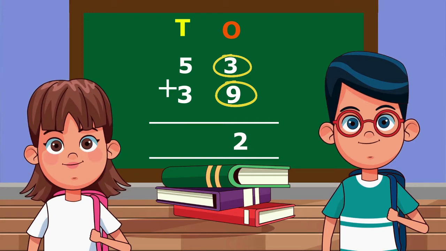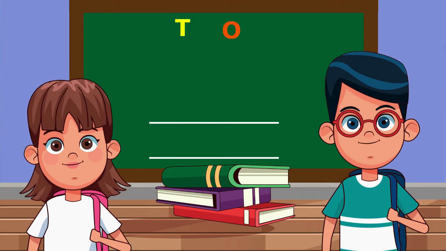Where do we take the 1 ten? We carry 1 ten and add it to the other tens. We now have 1 ten plus 5 tens plus 3 tens, which is 9 tens. Therefore, 53 plus 39 equals 92, or 9 tens and 2 ones.